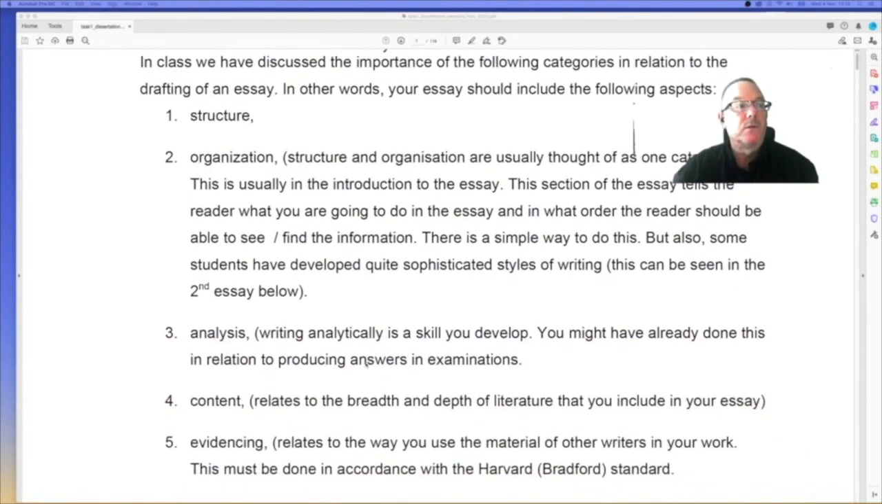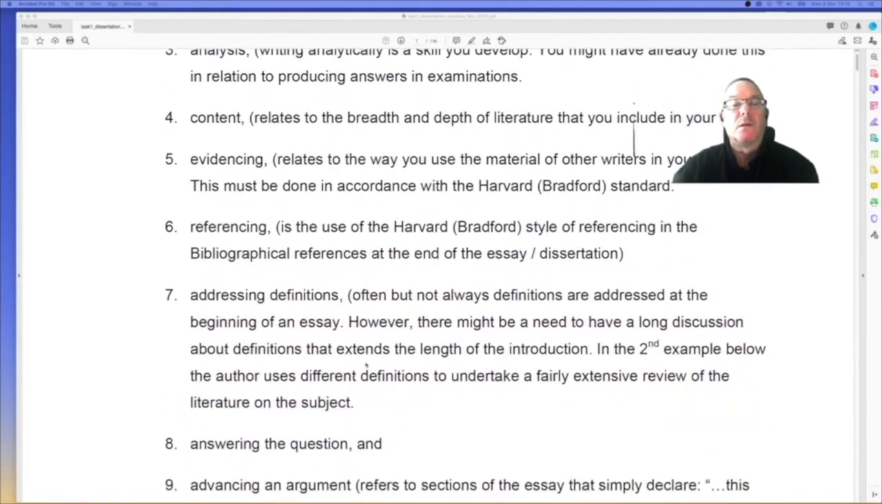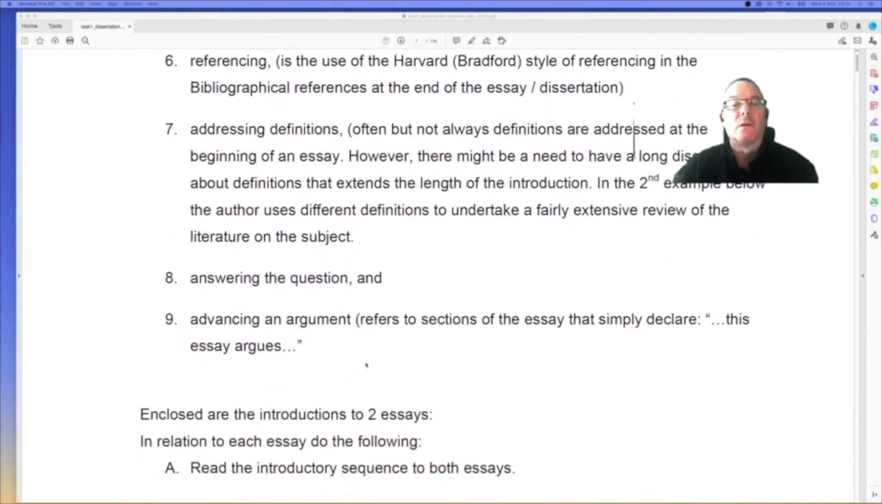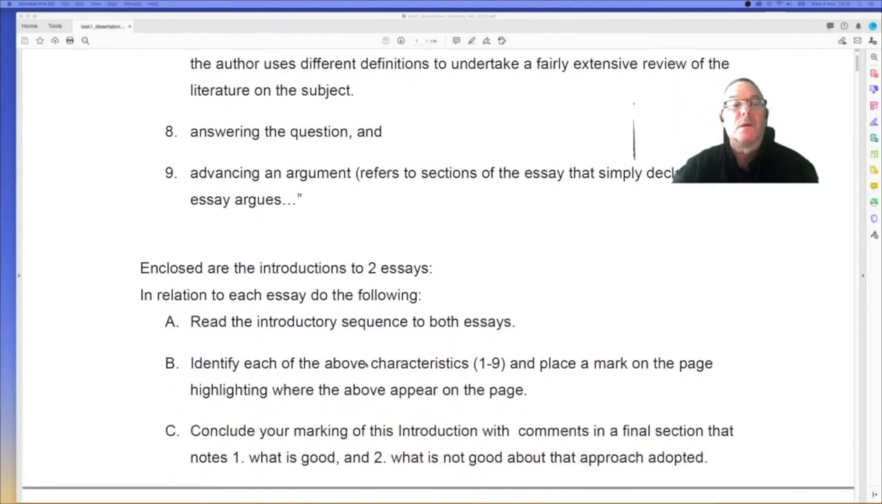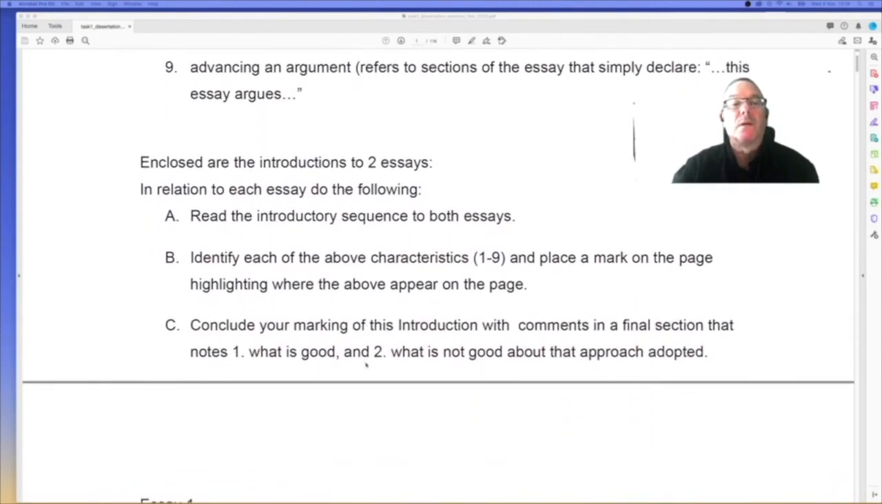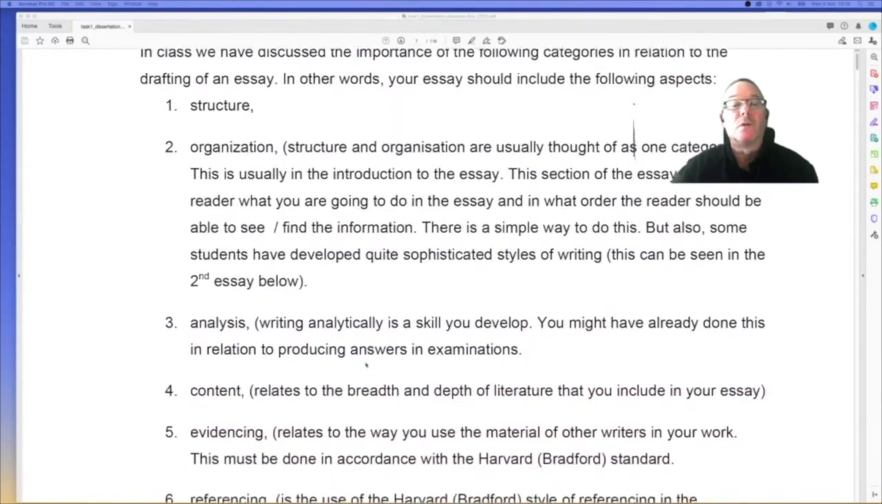There's a list that begins with 1 and 2, and 1 and 2 relate to structure and organisation. 3 is analysis, 4 is content, 5 is evidencing, 6 is referencing, 7 is definitions and addressing them, 8 is answering the question, and 9 is advancing an argument. And the idea is that in each one you can see a more elaborate explanation, with the exception of number 1, as to what each characteristic is representative of.